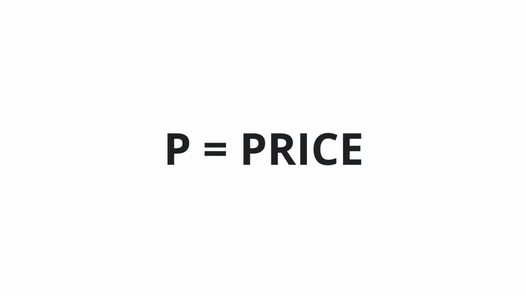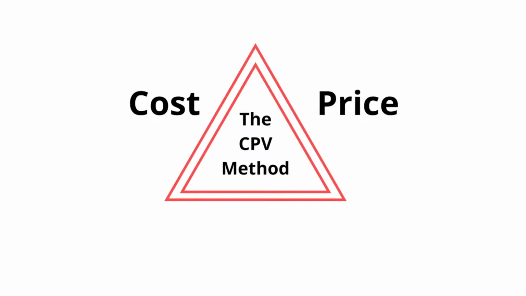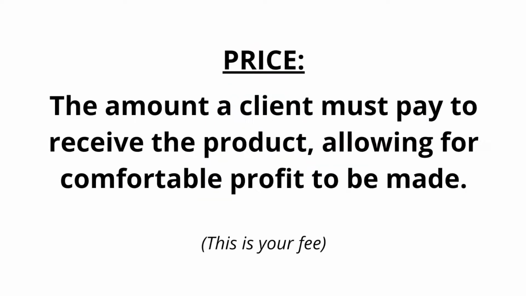Now, P is the price, and that's the second pillar of the CPV method. The price is quite simply the amount a client must pay in order to receive the product, allowing for a comfortable profit to be made. In short, this is your fee. How much are you actually charging for the services that you are offering?